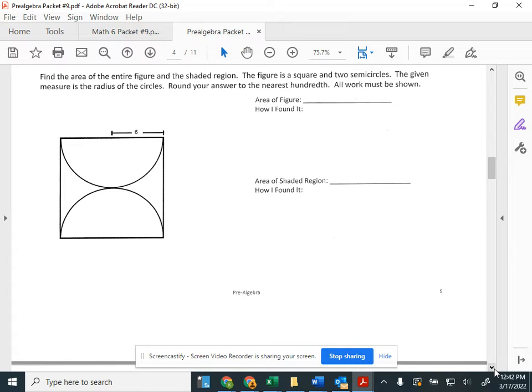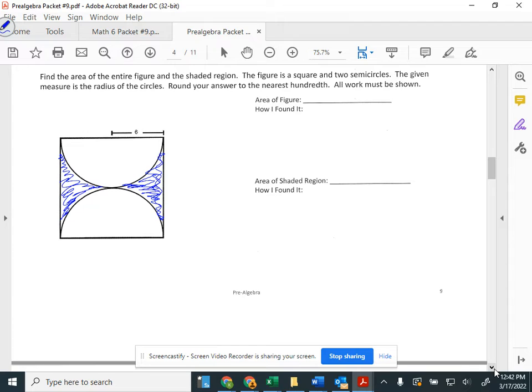This one, you really can't see it on my scan here, but our shaded area is here and here. So these are the shaded areas. It says find the area of the entire figure and the shaded region. The figure is a square and 2 semicircles. The given measure is the radius of the circles. Round your answer to the nearest hundredth. All work must be shown.